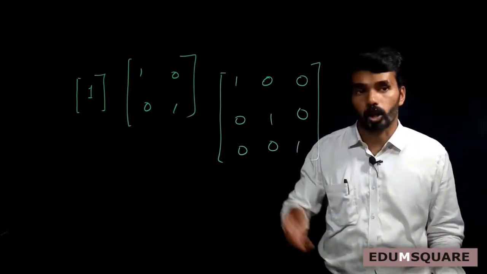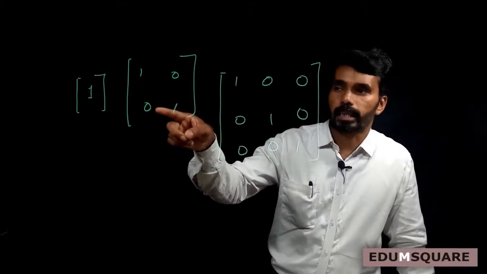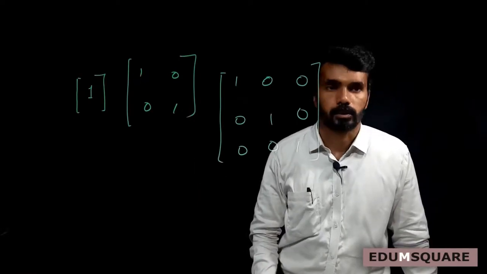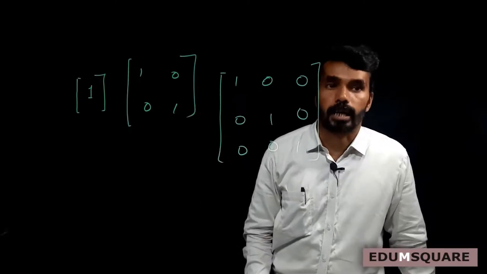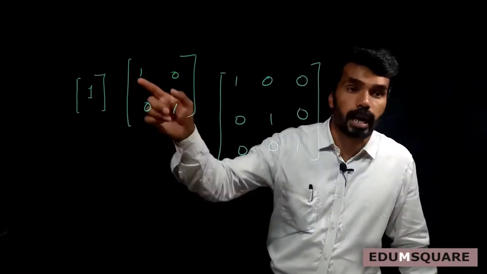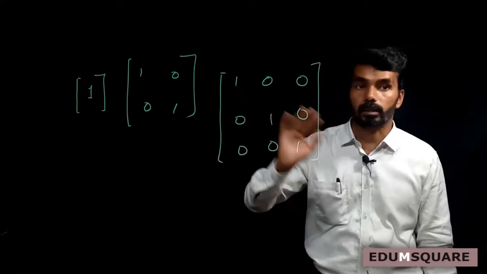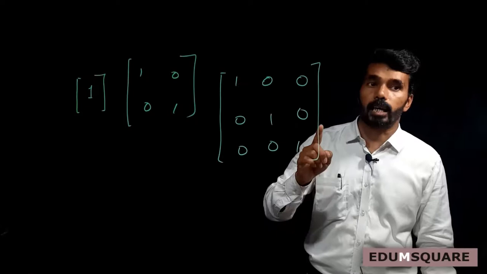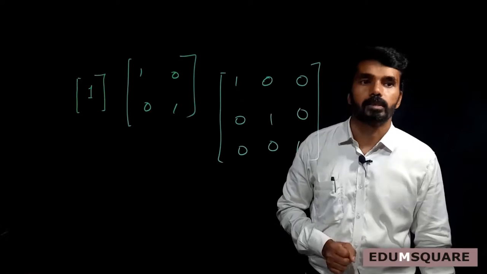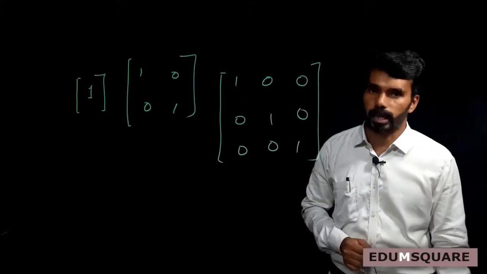Then not only are they square matrices, let us see that their non-diagonal elements are all zeros, so they are diagonal matrices. Now what about their diagonal elements? Here the diagonal elements 1 1, here 1 1 1, are equal. Since the diagonal elements are equal, such matrices are called scalar matrices. So these three are examples for scalar matrices.